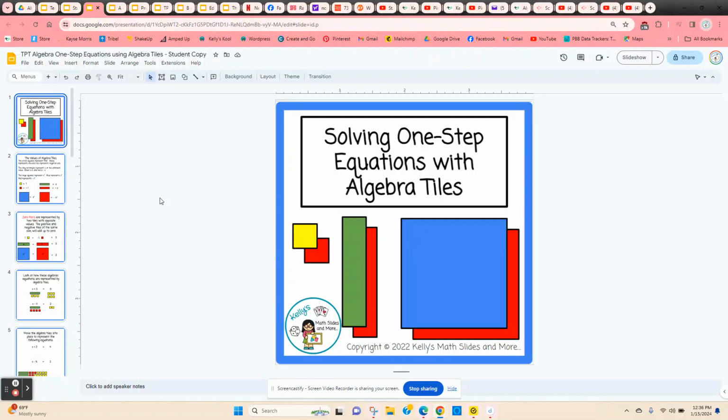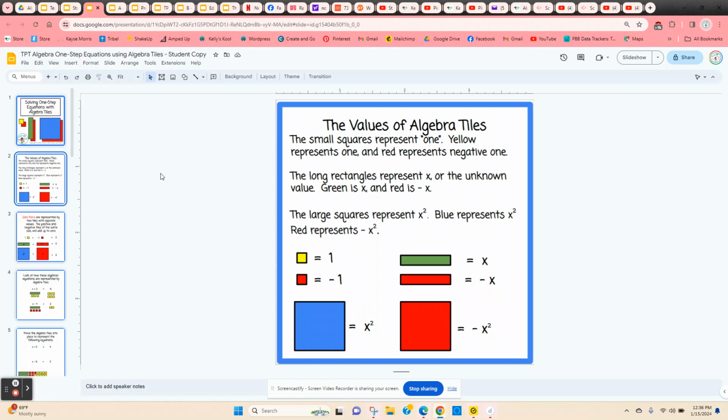One-step equations with algebra tiles. This is a digital lesson, and it starts with explaining to the students the value of each of the tiles.